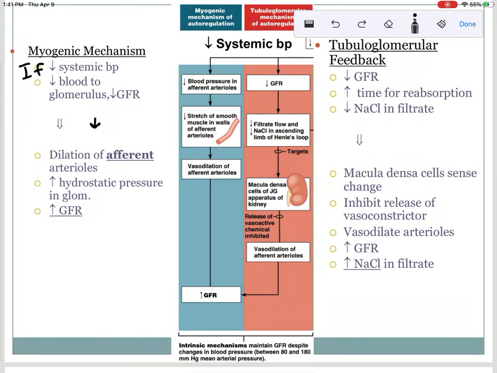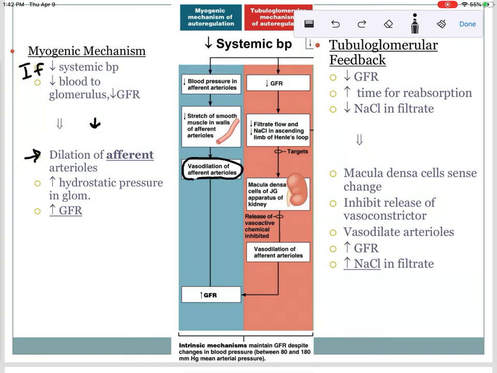So the first two bullet points are our problem. We have a low systemic blood pressure, which means that we have less blood coming into the glomerulus and too low of a glomerular filtration rate. In order to fix that, the kidneys will dilate the afferent arteriole.